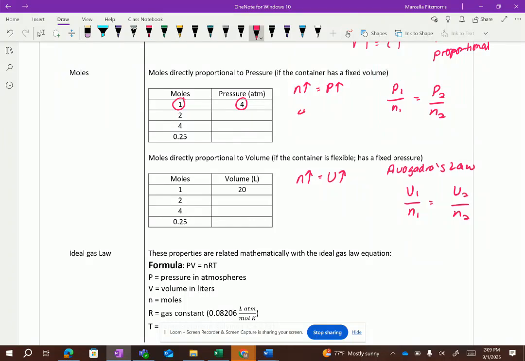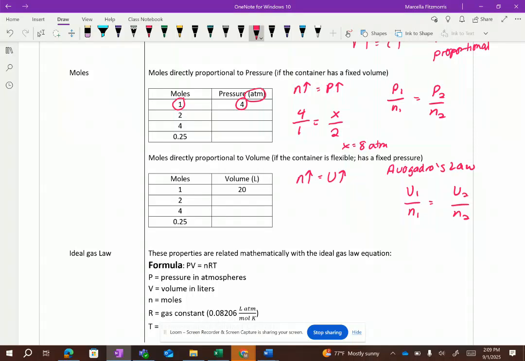Now, I didn't have to do it that way. I could have said these are directly proportional, so as one doubles, the other doubles. If this doubled, then this is going to double. If this multiplied times 4, I'm going to multiply this by 4. This one got divided by 4, I'm going to divide this one by 4.